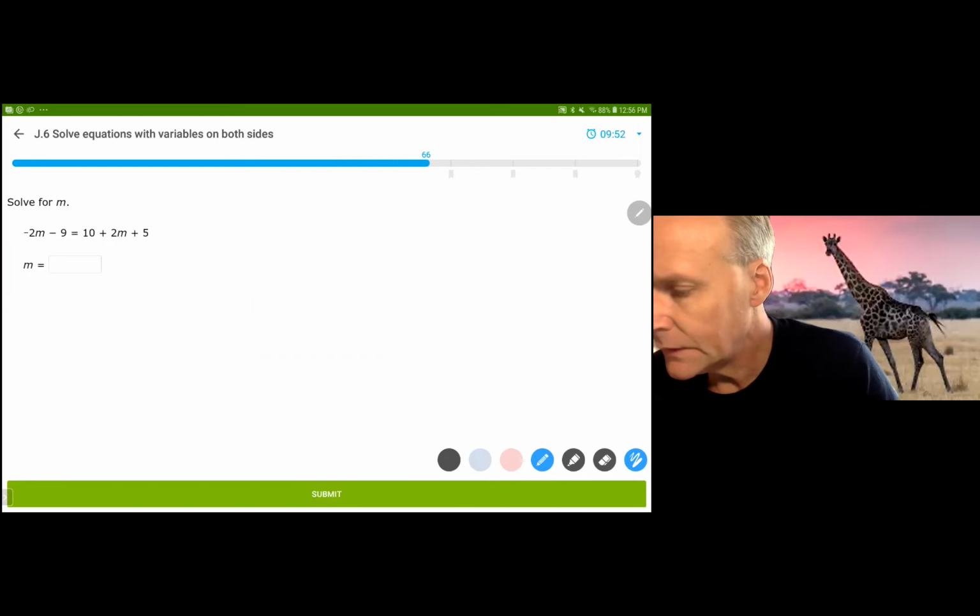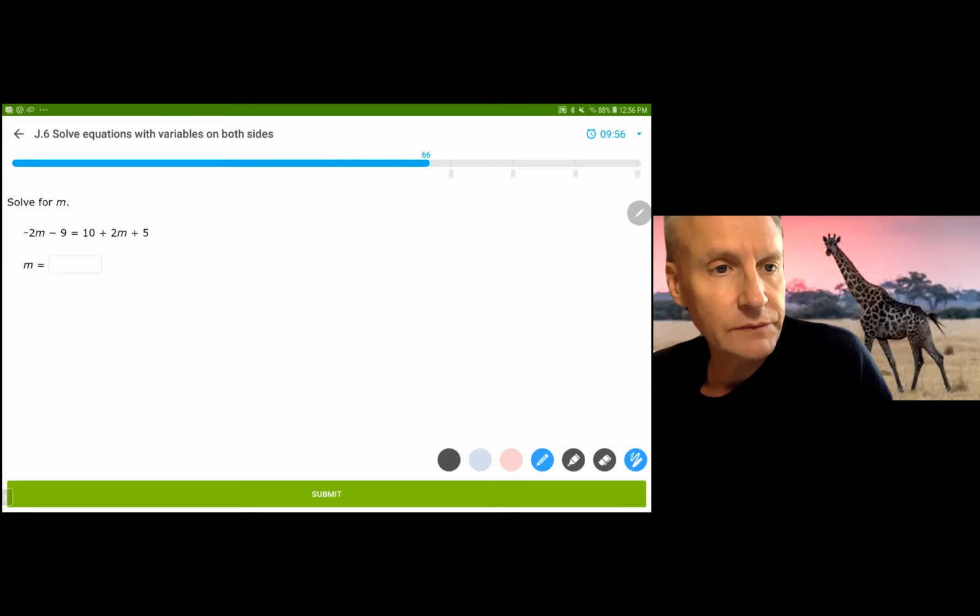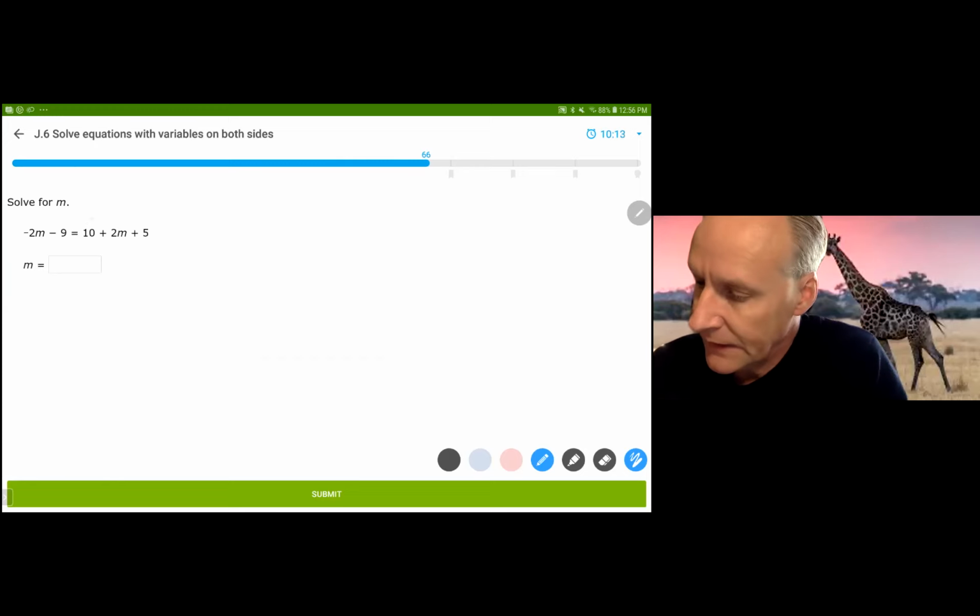In this one, got a couple of choices, actually. In fact, we've got several choices. What most people do is they simplify both sides separately, and then they start adding or subtracting the variables first, and then do the solving steps. You can do a couple of things at once. I'm going to add this 10 and 5 together at the same time. And I'm also going to go ahead and add the 2m to both sides.